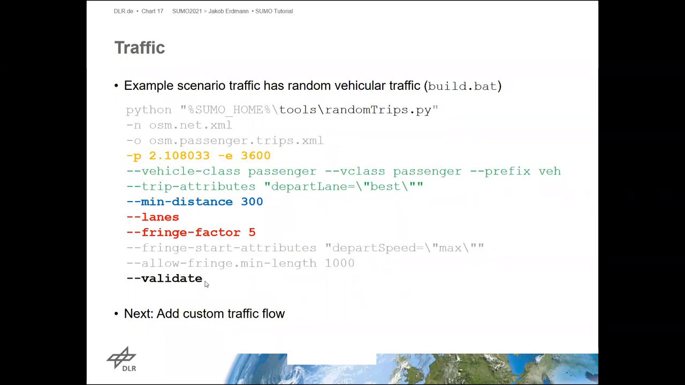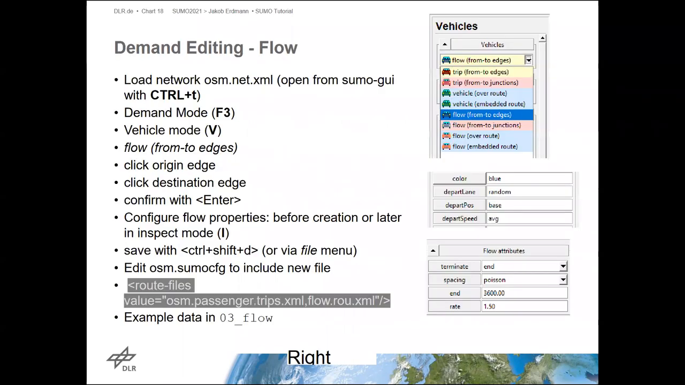All right, so much for random traffic. Often it's a good start, but it's not the end point of building a good scenario. And one thing you can do, especially for smaller scenarios, is just defining the traffic flow in a very manual way. Let's say so many cars driving from this point to that point. So let's see how we can do this in NetEdit.